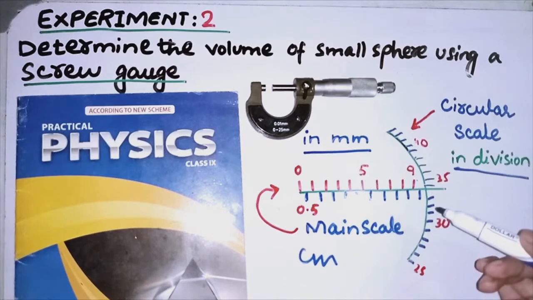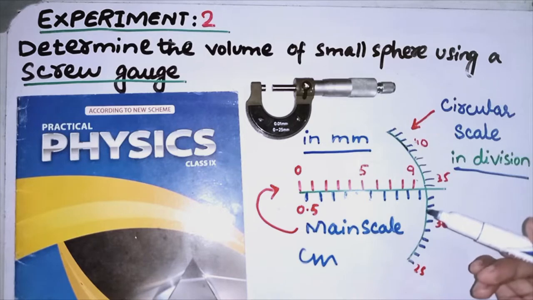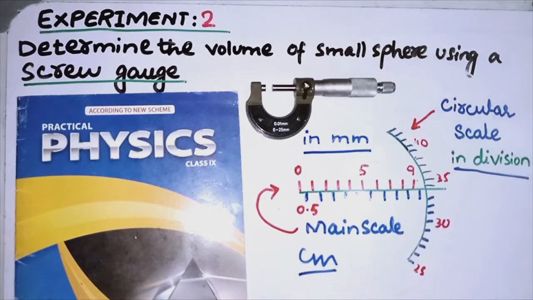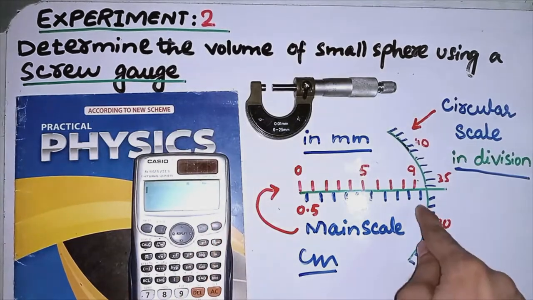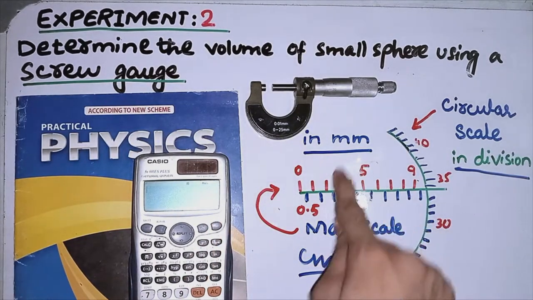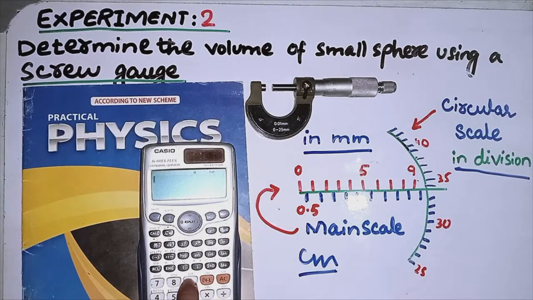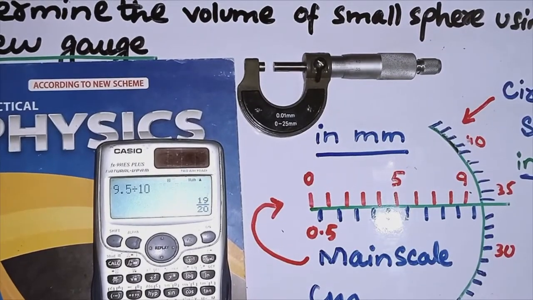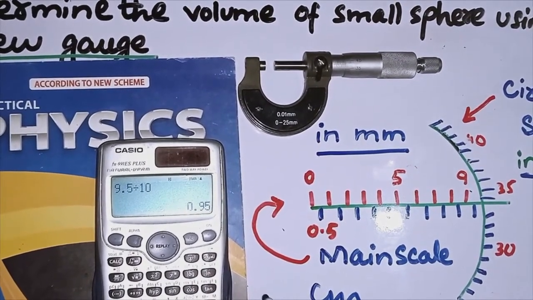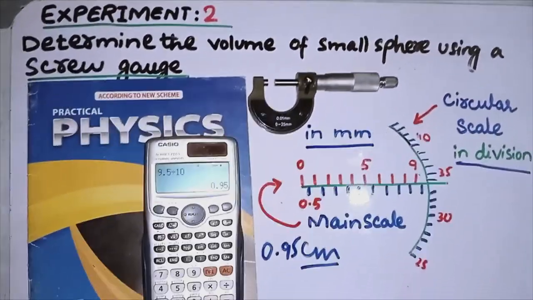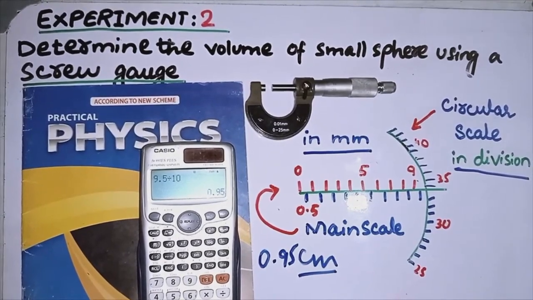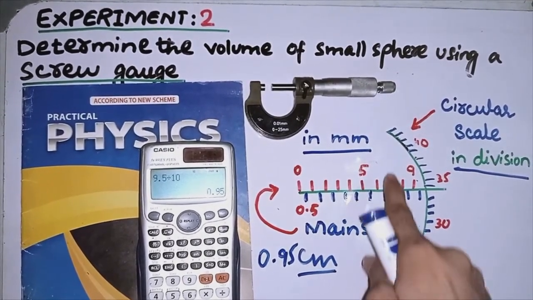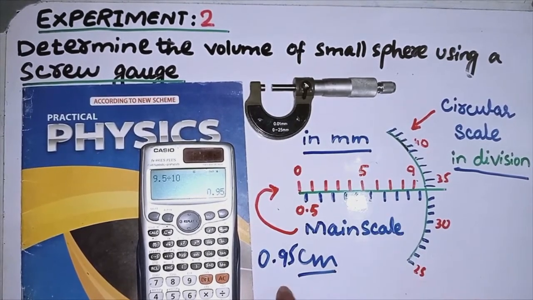But you have to convert your reading into centimeter to fill the observation table. So let's see how we will convert millimeter into centimeter. Let's suppose my current reading is 9.5 millimeter. So how will I convert it into centimeter? 9.5 divided by 10, I will get 0.95 centimeter. I hope you all are clear. What reading will I get? 0.95 centimeter. In this way we will convert our millimeter reading of the linear scale or main scale into centimeter.